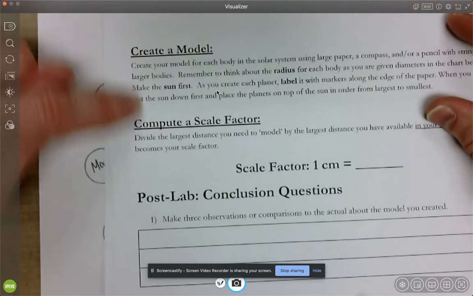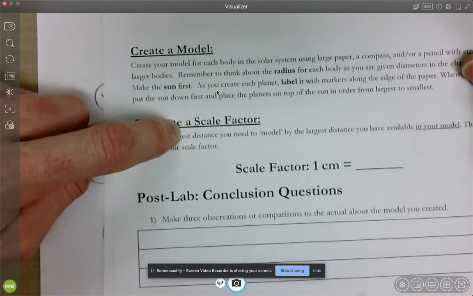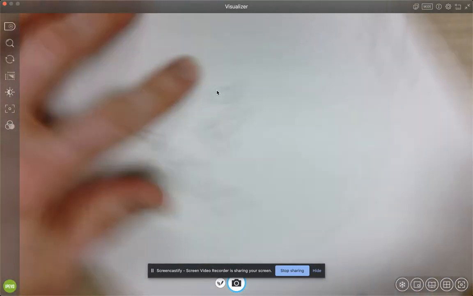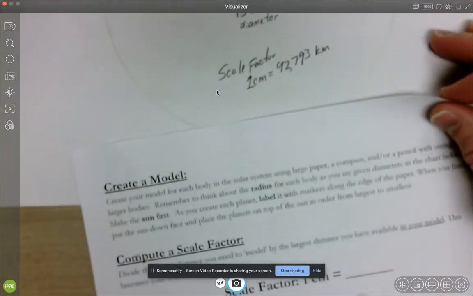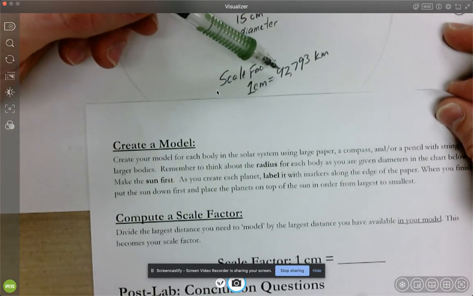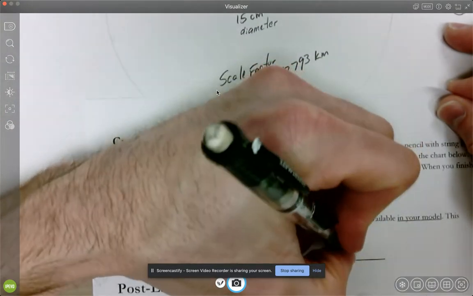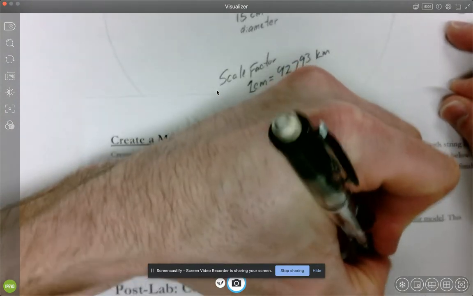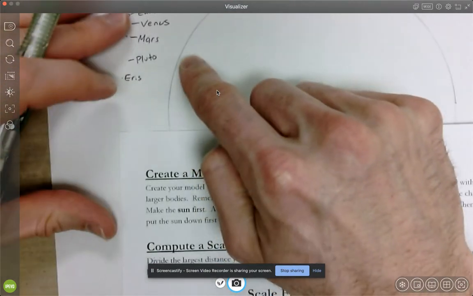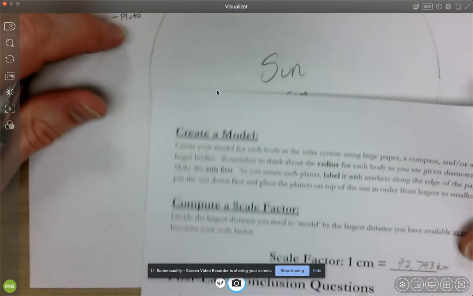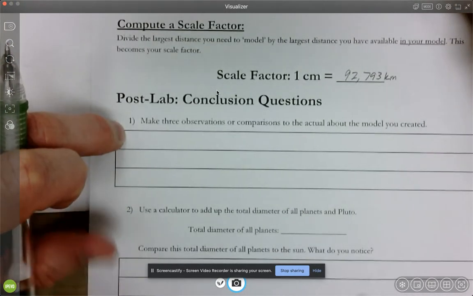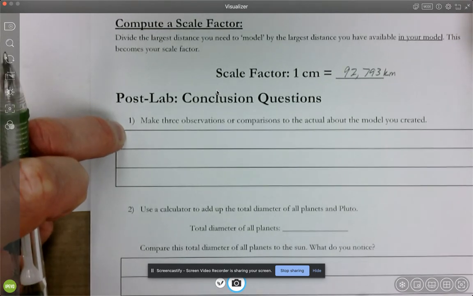We did this part together. We created the model and computed the scale factor. If you recall, the scale factor was the number that we divided to determine how much 1 centimeter on our scale map would be. So our scale factor is actually this number right here, 92,793. You can write that in if you want to. So 1 centimeter on each of our drawings represents 92,793 kilometers.